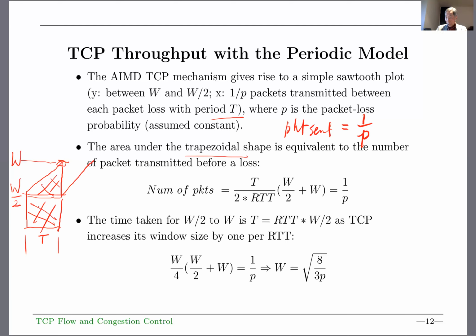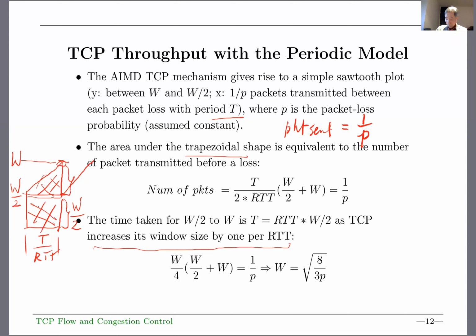Okay, so the idea is how many steps there are for changing from W/2 to W. That is that part of it, and that's W/2. How many steps are they? They are T divided by RTT. Why? Because the window size increases by 1 for every RTT. So with that in mind, we can calculate how many packets are underneath the shapes.